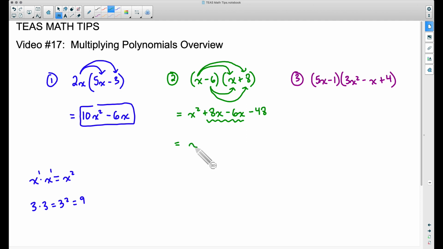X squared, there are no more x squareds. But 8x minus 6x is a positive 2x, and then we have our minus 48. This is our final answer for number 2.